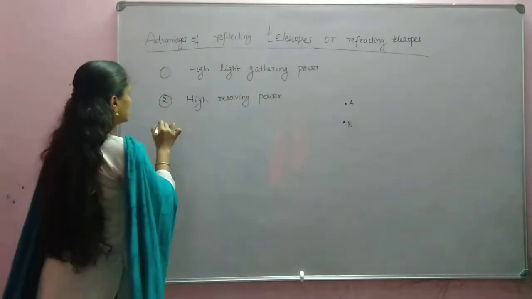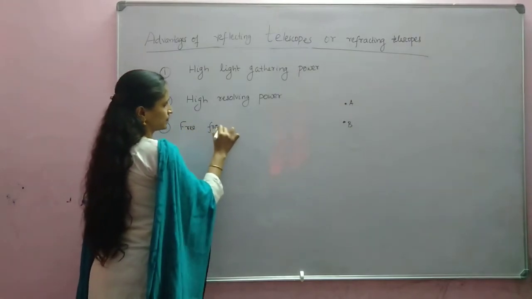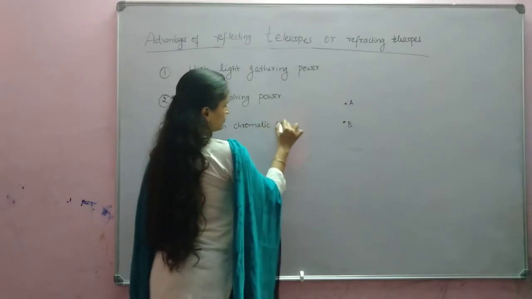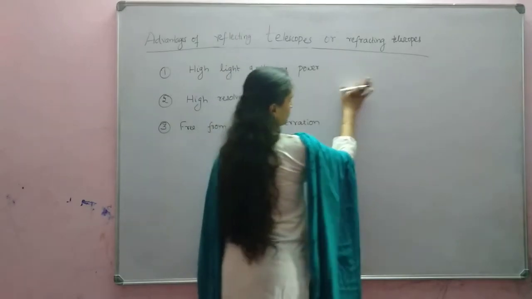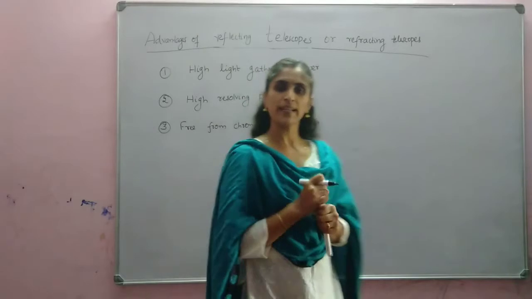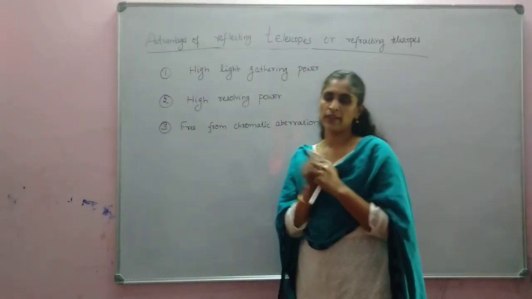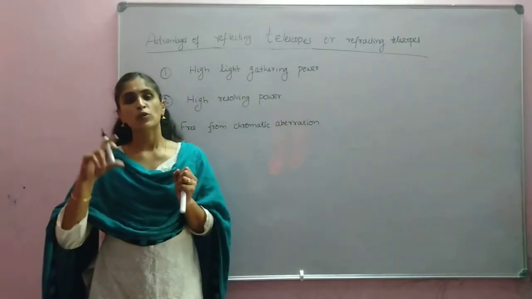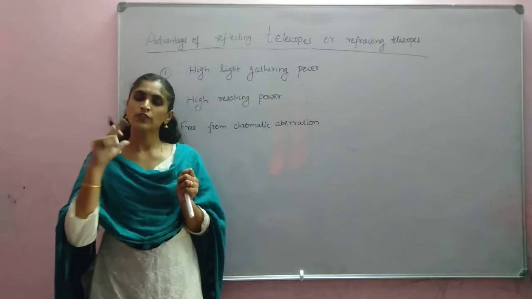And the third one, free from chromatic aberration. What is meant by chromatic aberration? Chromatic aberration is the phenomenon where a colored image is formed. If we are viewing an object, what happens? Different colors of light correspond to different refractive indices of the lens.